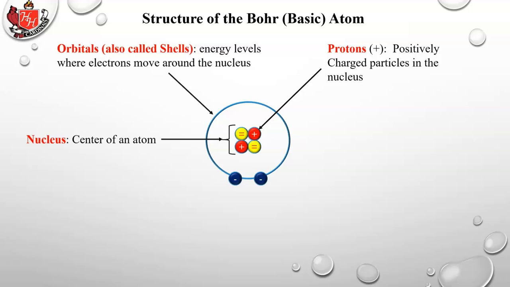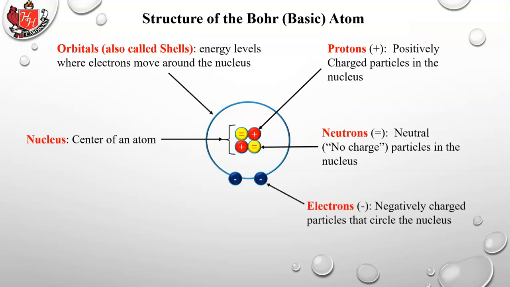Okay, protons are the positively charged particles in the nucleus. Neutrons are the neutral charges. Electrons are what travel around the orbitals, so the protons and neutrons stay in the center, in the nucleus.